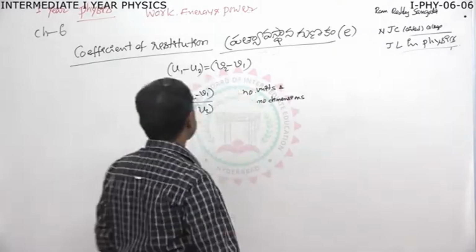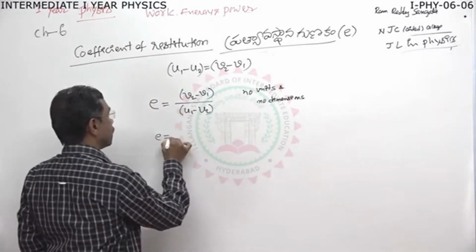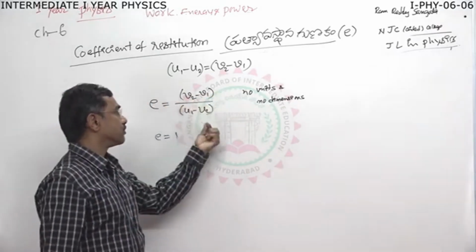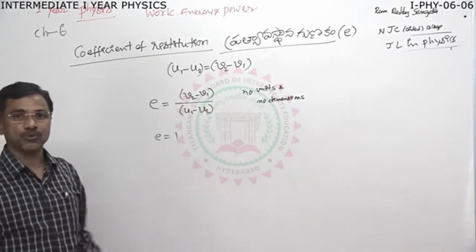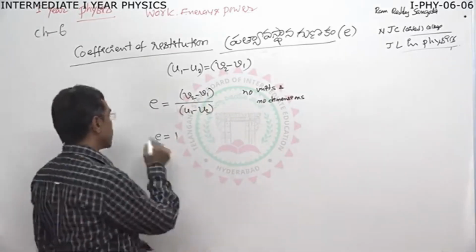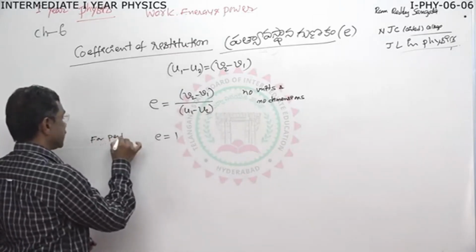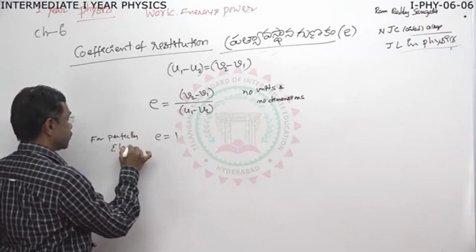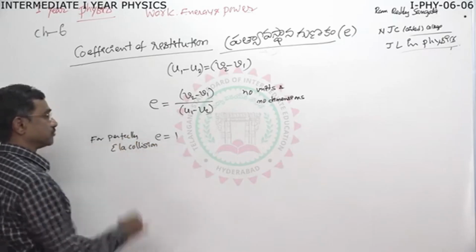So in case of perfectly elastic collisions, this value will become 1. Why? Because the relative velocity of separation will be perfectly equal to the relative velocity of approach. Both will be equal to each other for perfectly elastic collisions. This is important for competitive exams.